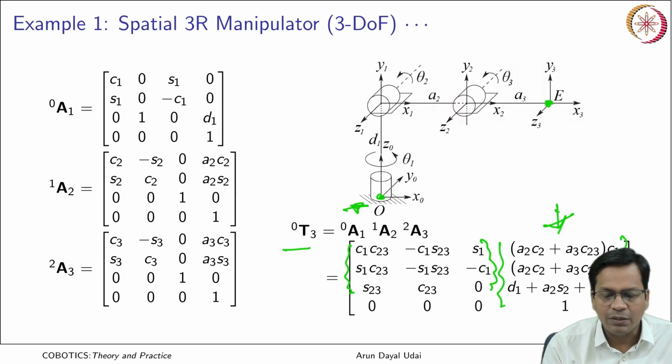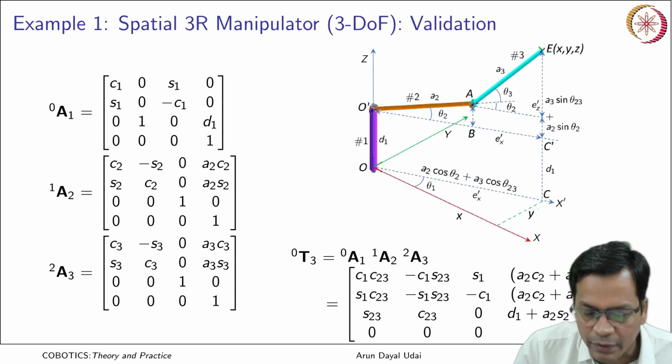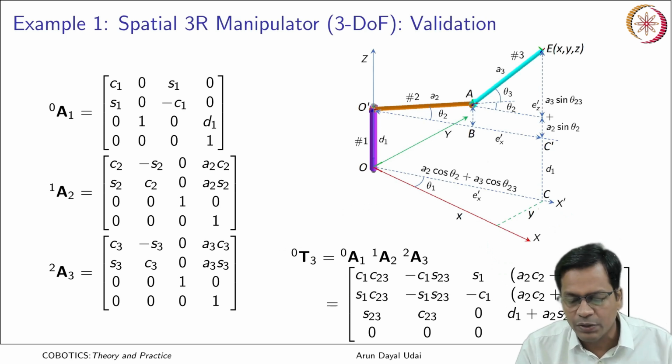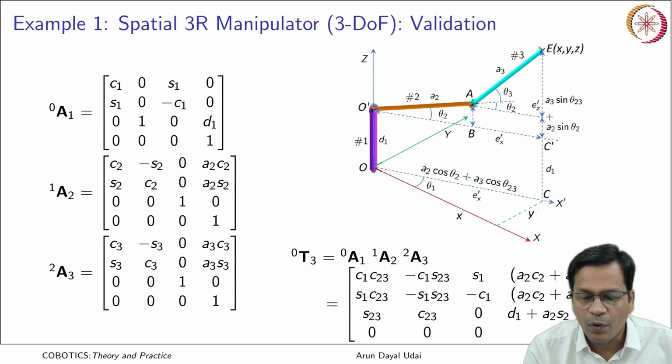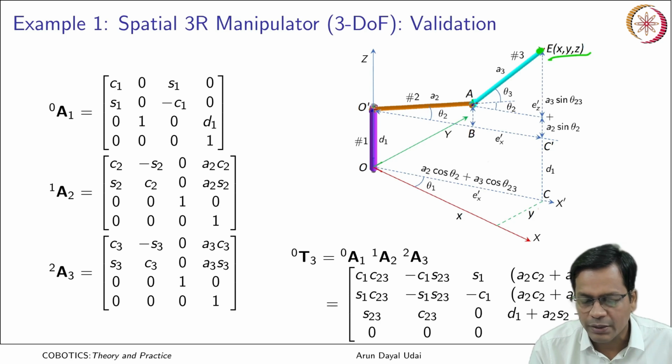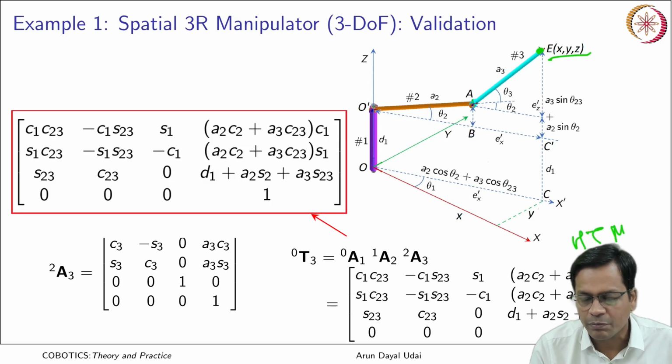Is it that trivial to validate it as well? We will try doing it now. So, let us do it. Okay. So, now quickly comparing the values here, whether this point, that is the end effector point x, y, z, gives the location over here in the homogeneous transformation matrix.